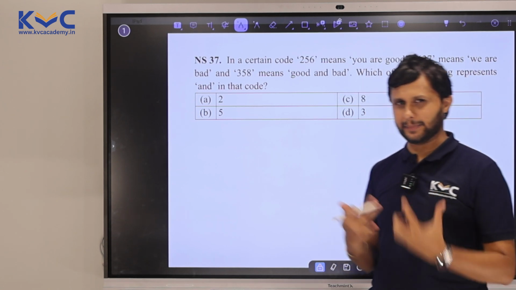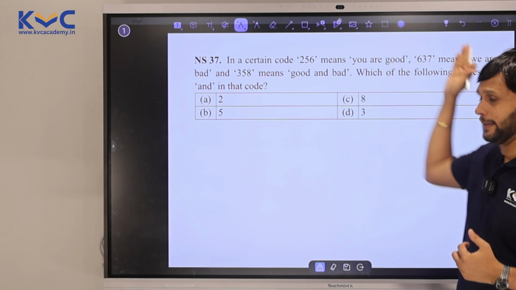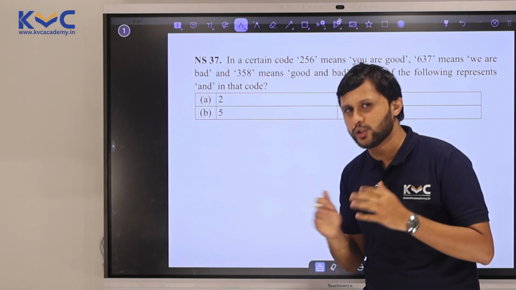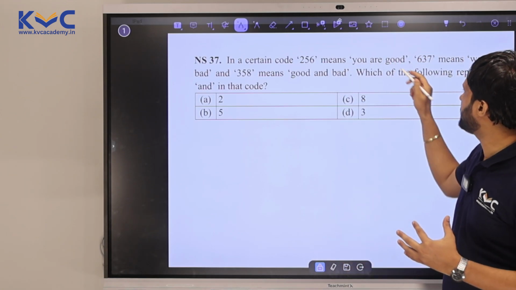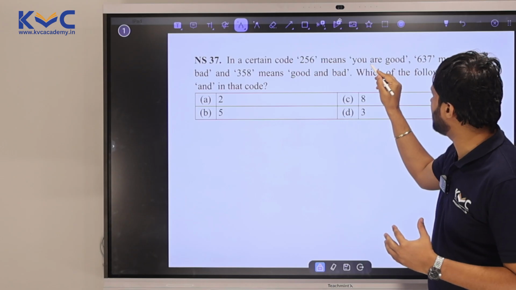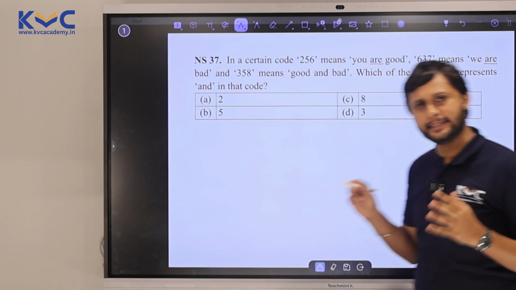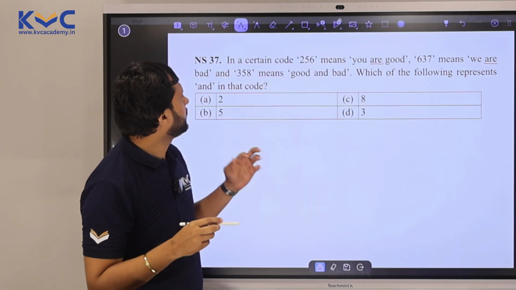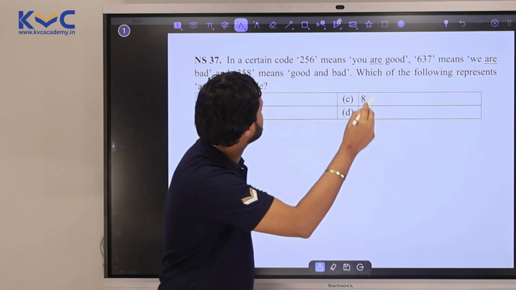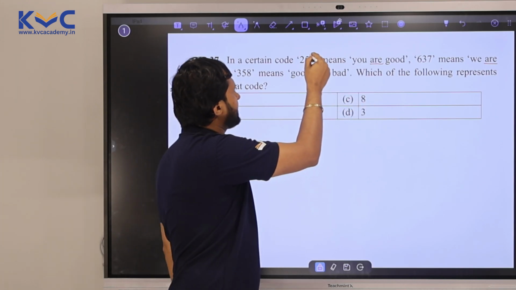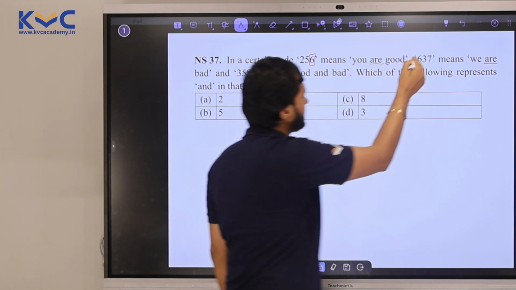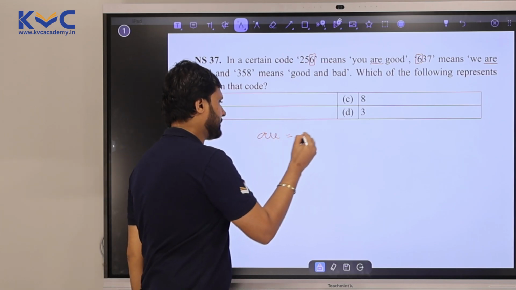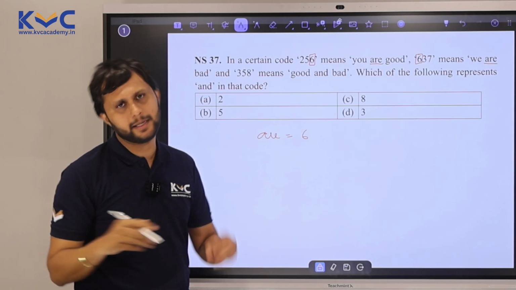So if you see, some words are repeated from first to second, some are repeated from first to third, and some are repeated from second to third. So different combinations we will have to check. Let's see what we get from first one and the second one. What I'm underlining right now, R is there in the first sentence, R is there in the second sentence. Okay, and what is the common number that we have? We have 256, we have 637. So common is 6, right? 6 is there here, 6 is there here. In that case, what I'm concluding is R is equal to 6. I know it is not in the same order, but it's okay.